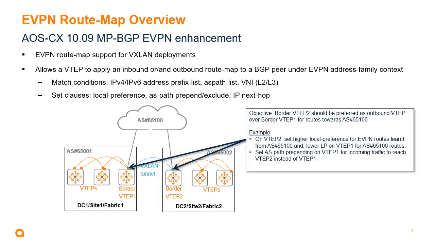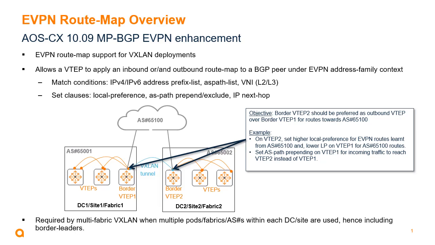In this example, I show you two fabrics and a border VTEP 1 and border VTEP 2 that are connected to the AS65100 at the top. So the objective is for border VTEP 2 to be used as the preferred outbound VTEP over border VTEP 1 for routes going towards that AS number at the top. So you could do this by setting a higher local preference for EVPN routes learned on the second border VTEP from AS65100, and on the VTEP 1 you set lower local preference for those routes. That way all VTEPs would use border VTEP 2 to get out towards 65100.